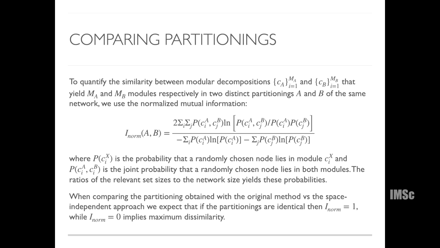But in order to do that, we need some way to measure how much the partitions are changed. For that reason, we use the normalized mutual information. This is just the formula for the normalized mutual information, where CA and CB are two distinct modular decompositions corresponding to partitions A and B. Here this one has found MA modules, this one has found MB modules, and so on. The details are not super important at the moment, but the point is that it is possible to rigorously use this idea of mutual information to compare the partitions, to say that suppose I know one partition, how much information do I have about the other partition, right? So suppose the two partitions are identical, Inorm is 1, and maximal dissimilarity is when Inorm is 0. That's basically all you need to know going forward, right?